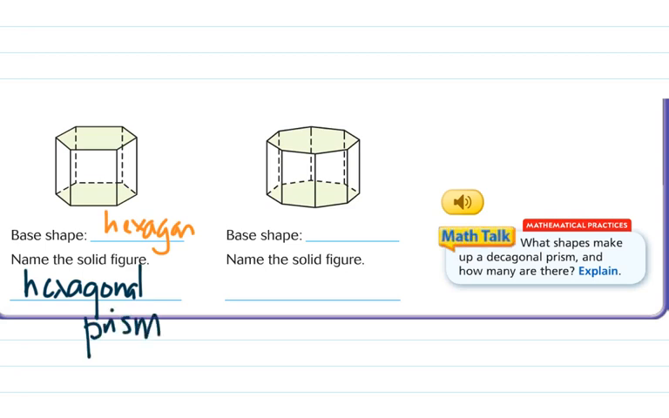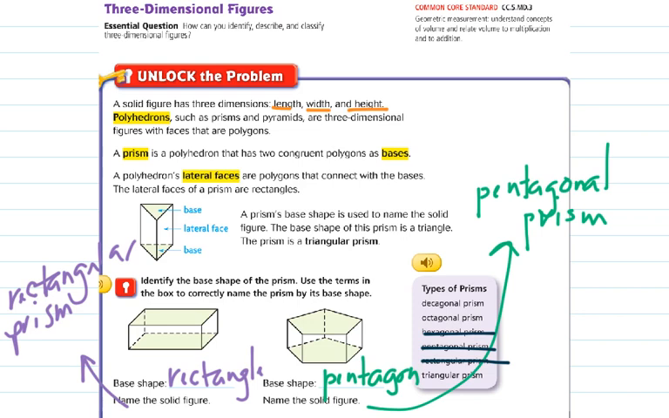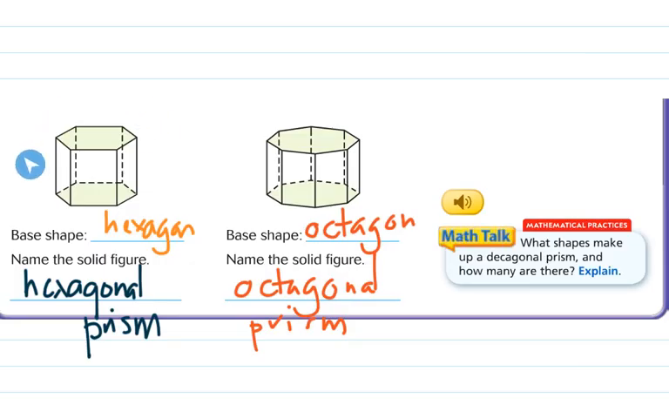And next, on the last figure, we see that the base on the top in green and on the bottom is an octagon. So we're going to write down that the bases are an octagon and that the solid figure is an octagonal prism. Now remember, students, these are all prisms because they are polyhedrons that have two congruent polygons as bases. The example here was the rectangles. The example here was our pentagons. The example here was our hexagons, and the example in the last one was our octagons.